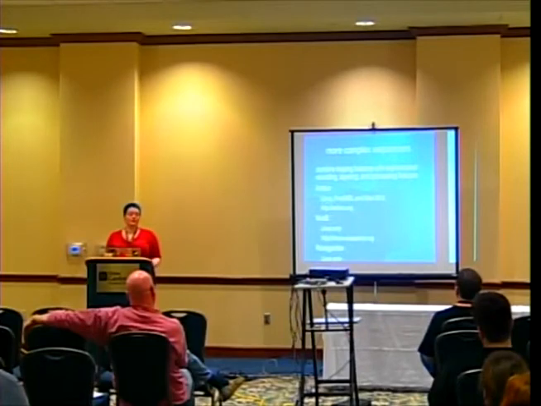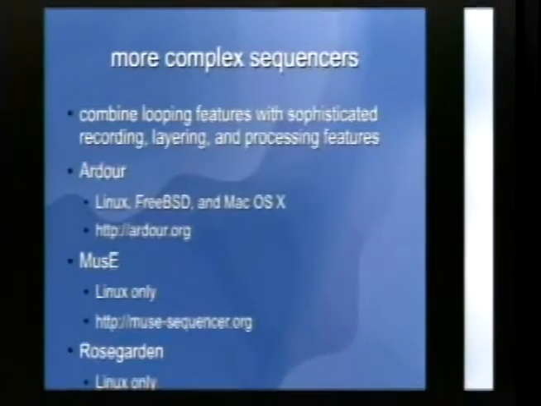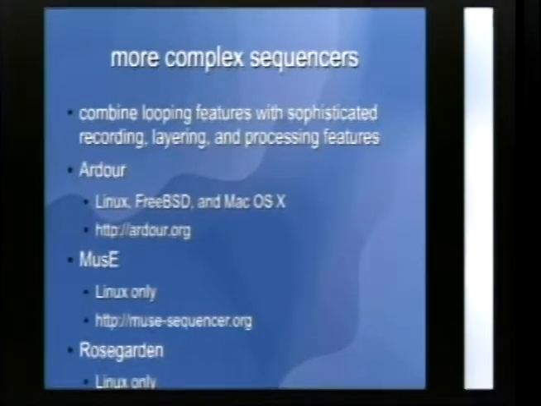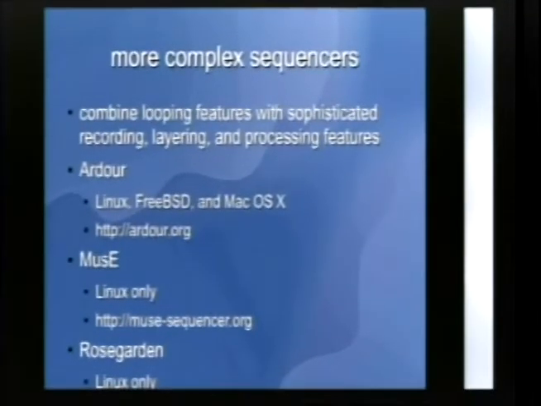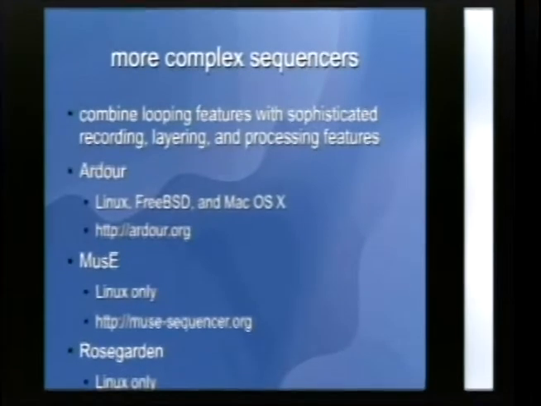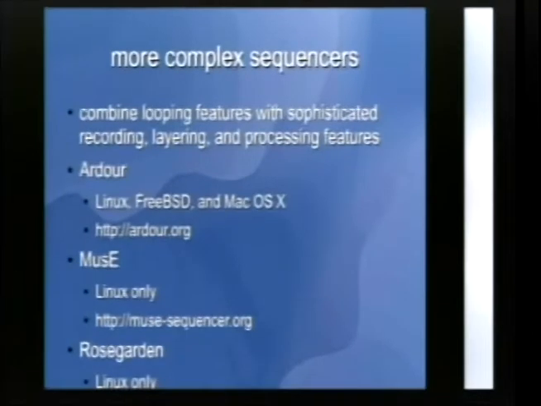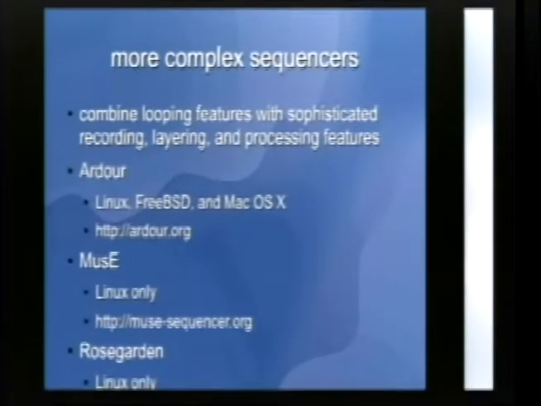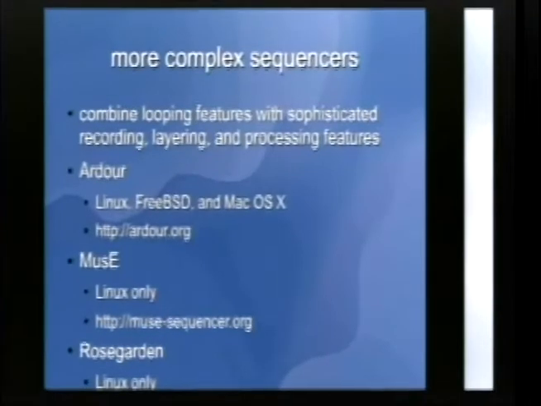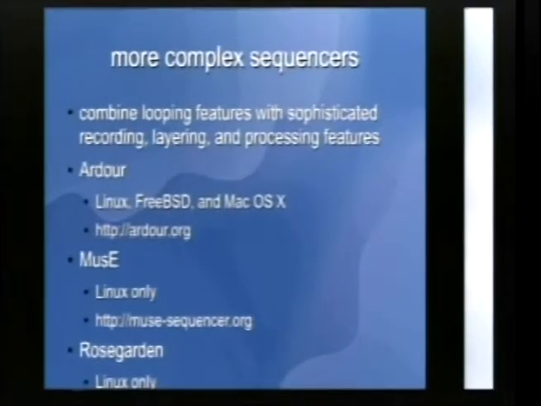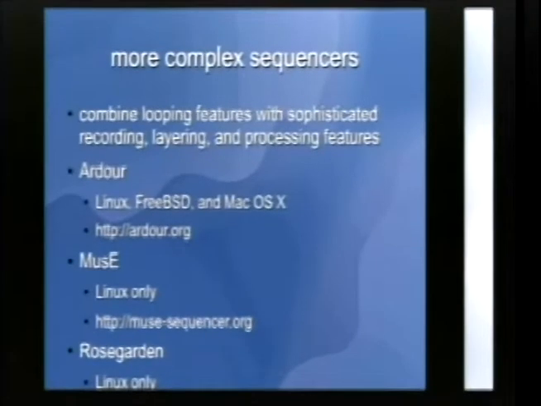They combine looping features with recording, layering, processing features. Not only do you enter music note data into it, but you can give them WAV files, MP3 files, depending on what features your sequencer has, and you use it to process and mess around with sounds. There's a program called Ardour, which is probably the slickest, most feature-rich of the open source sequencers. You can run it on Linux, FreeBSD, Mac OS X. There's not a Windows port right now. You see some mumblings in the community about having one, but the main developer of Ardour, not so crazy about it.